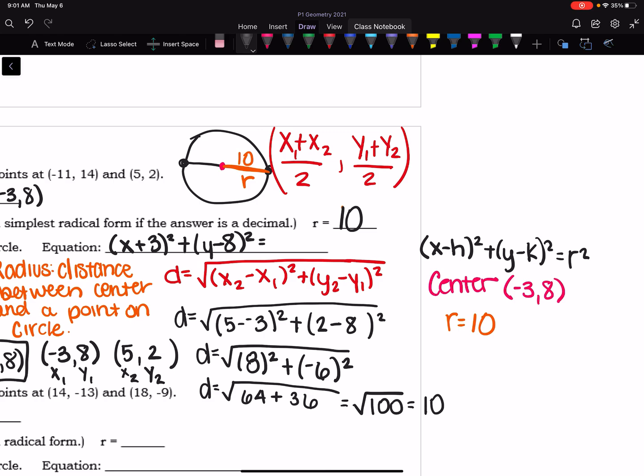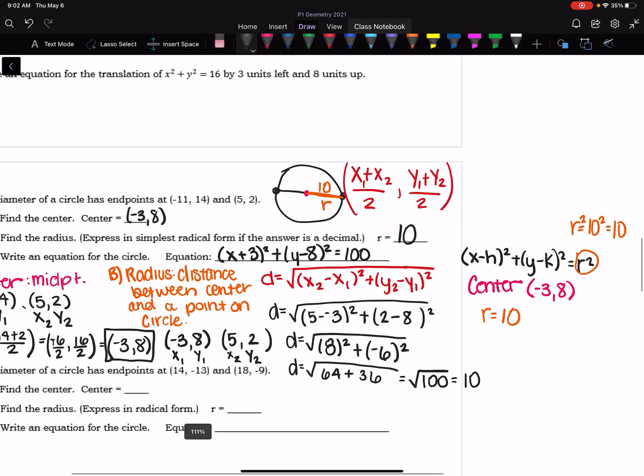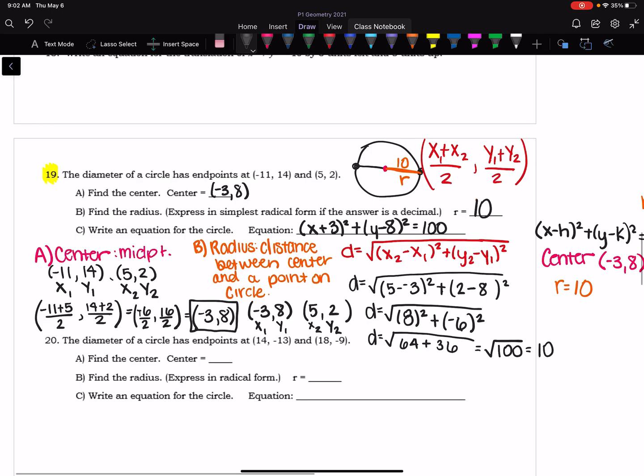And then we have a radius of 10, but we need r squared in our equation, which is 10 squared, or 100. So that is question 19, which is finding the center, the radius, and writing the equation of the circle.